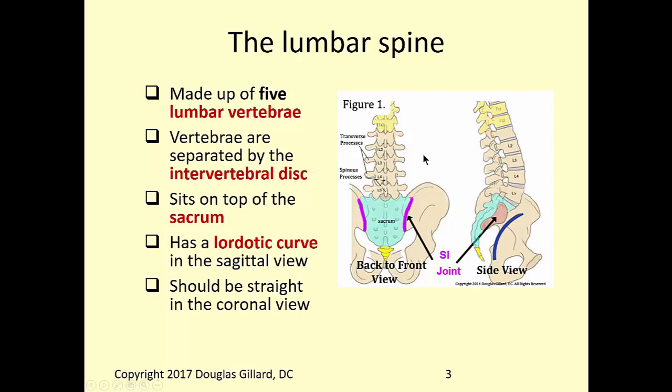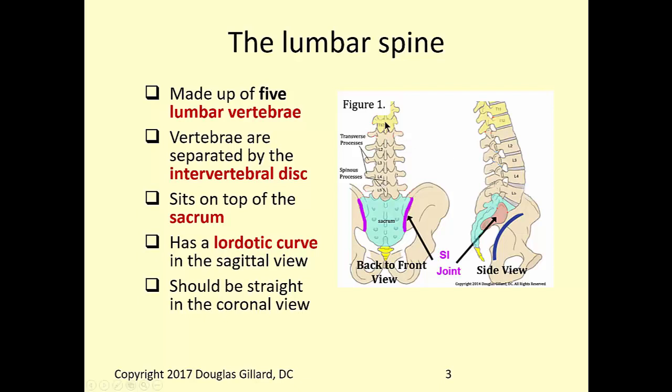The lumbar spine is made up of 5 lumbar vertebrae. They're separated by an intervertebral disc. It sits on top of the sacrum. From the sagittal view, we have a lordotic curve, which is important for biomechanics, right? Normally the axial load, which is the weight pushing down, goes right through the center of the disc, the nucleus pulposus. It carries about 80% of the axial load. Facets carry about 20% of the axial load, which is how things are designed. When you lose your lordotic curve, you get biomechanical problems. We'll go over that in the class.